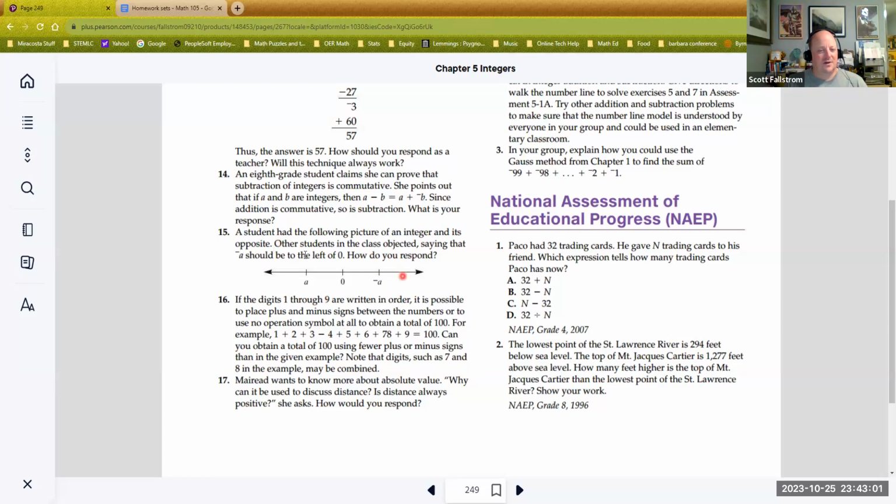A student had the following picture saying, here's an integer and here's its opposite. Another student said, no, you can't have that. The negative should be to the left of 0. How do you respond? Take a look at that and see if you have an issue with this or if you have a better way to do it.